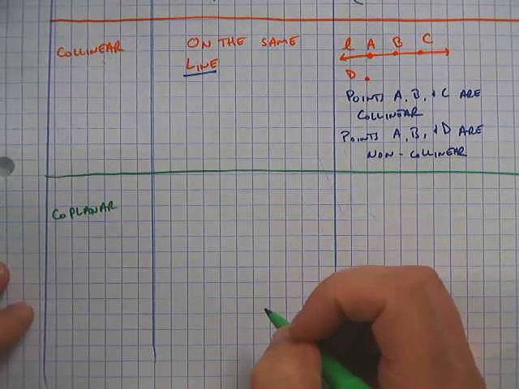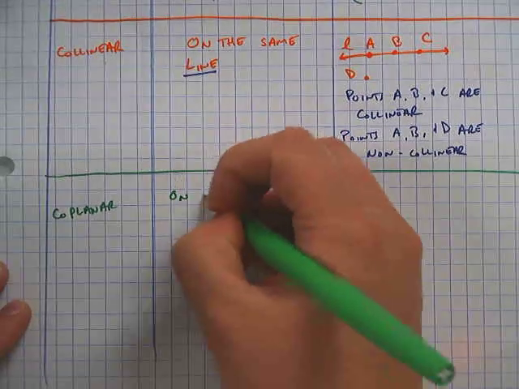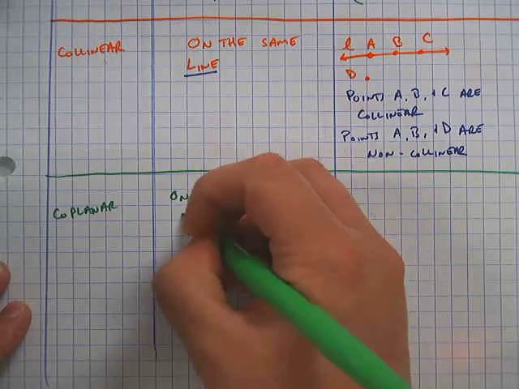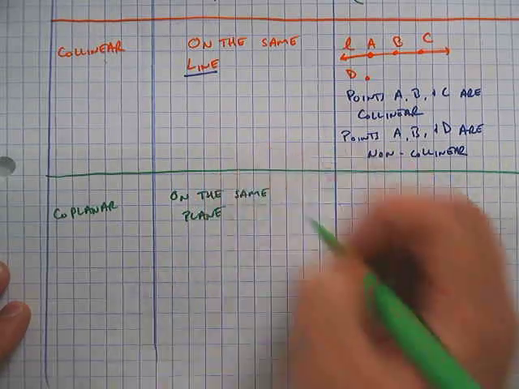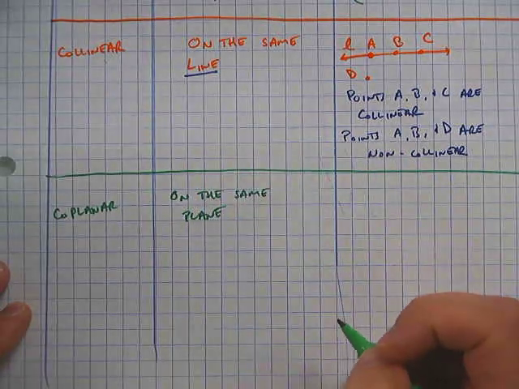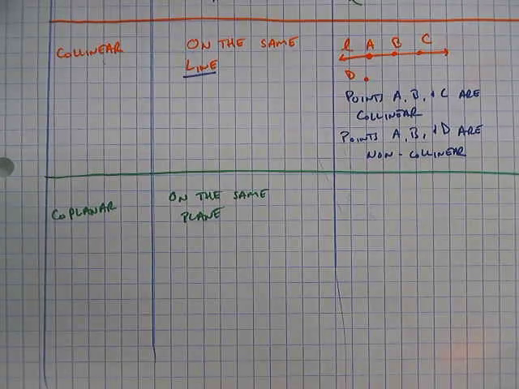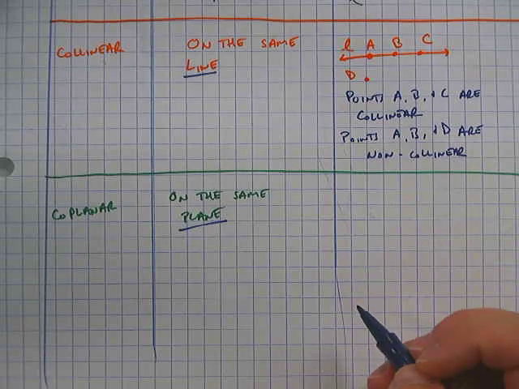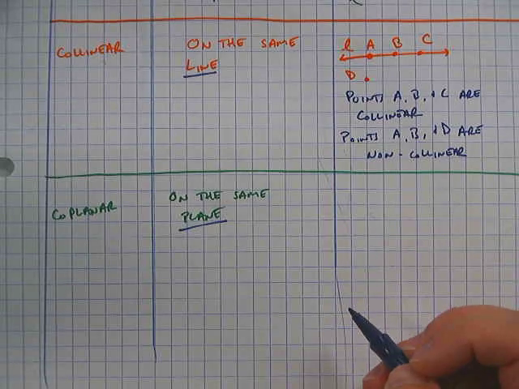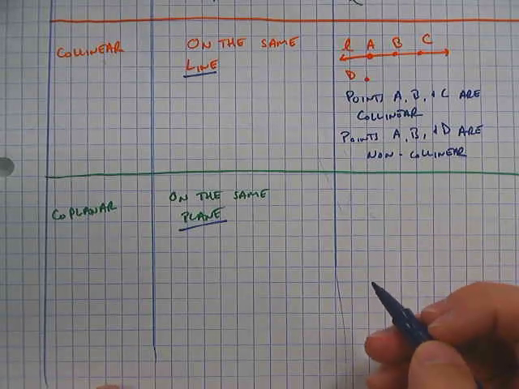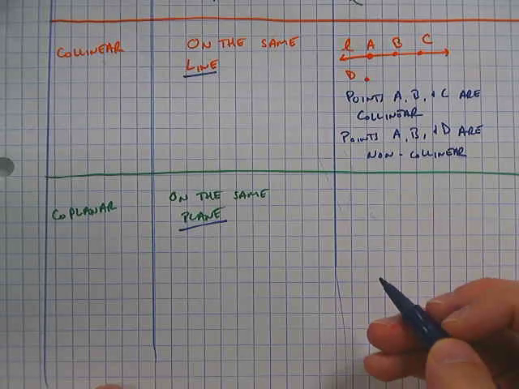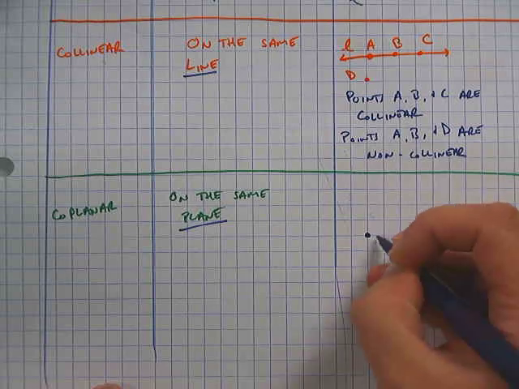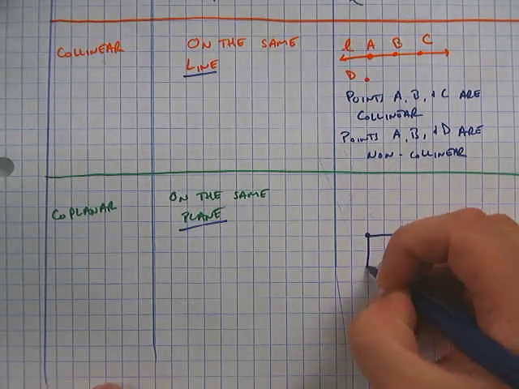All right, and then our last vocab word for today, because I think that's all we will have time for, is one more. We are going to talk about coplanar, which is a lot like collinear. So if collinear was for lines, coplanar is for planes. So coplanar means on the same plane.